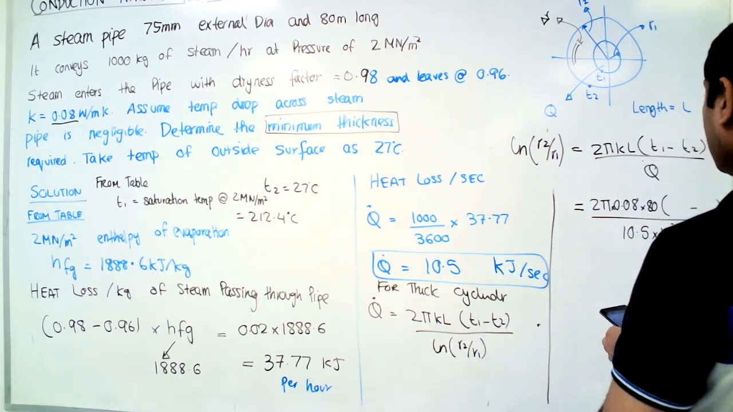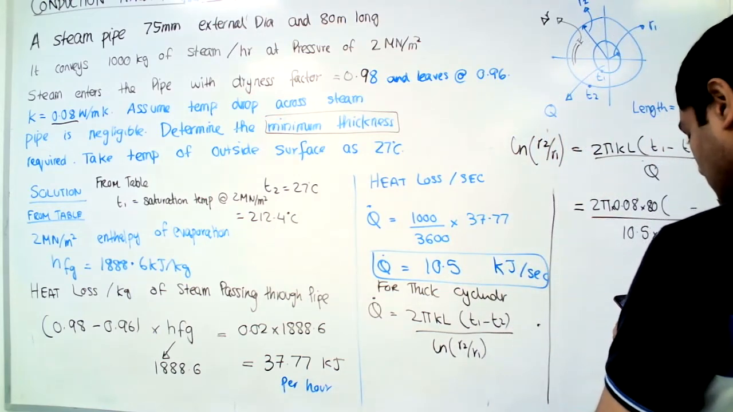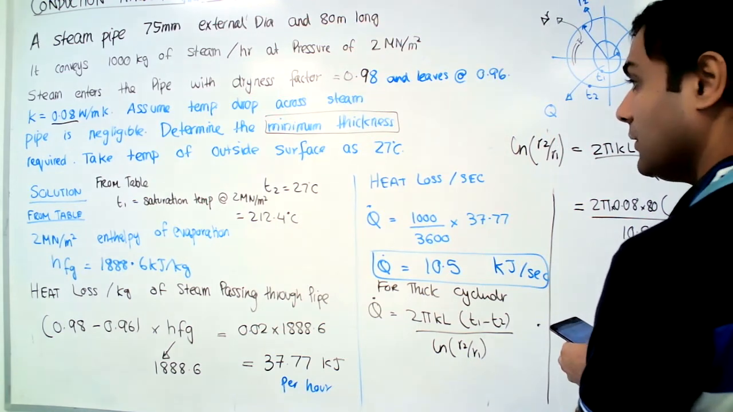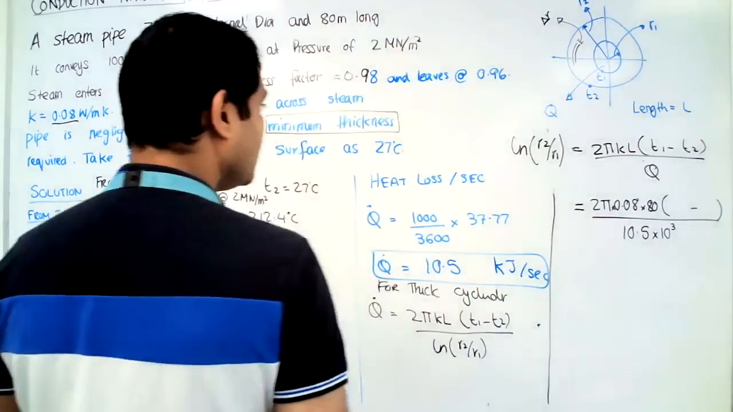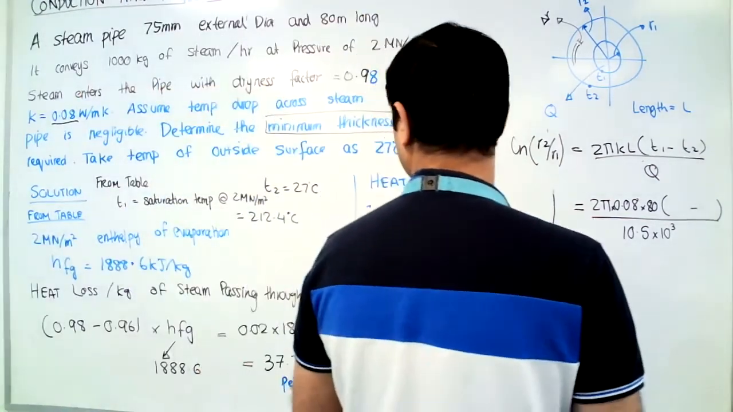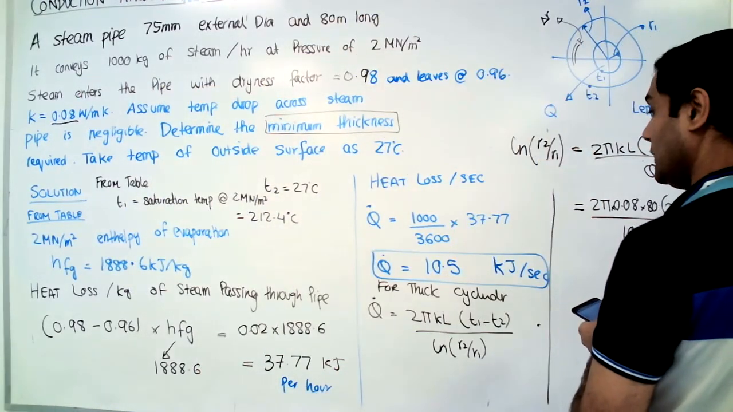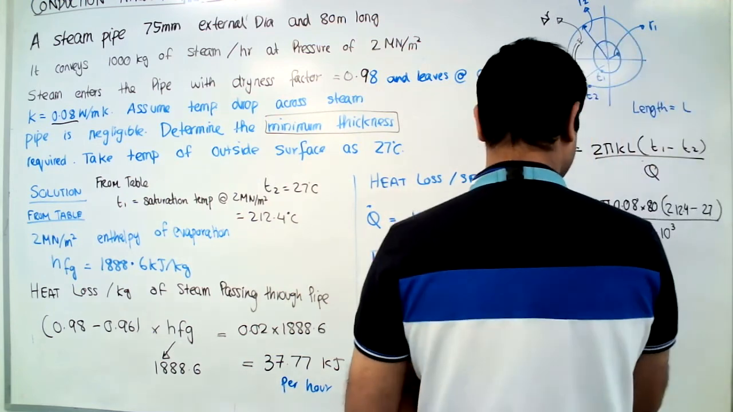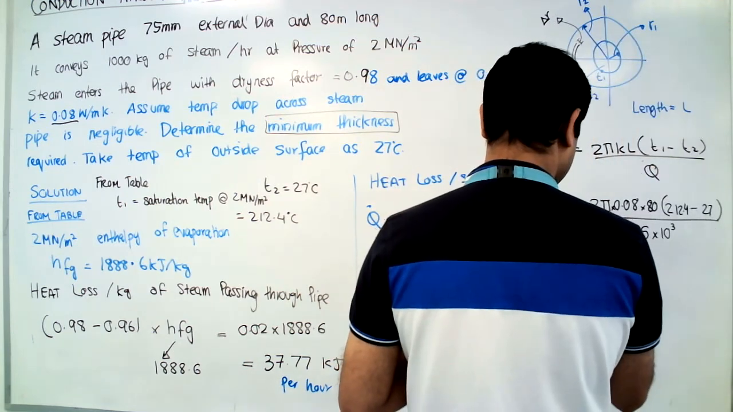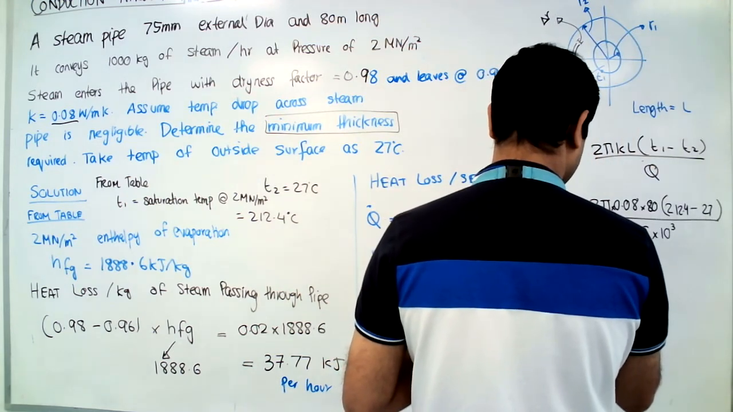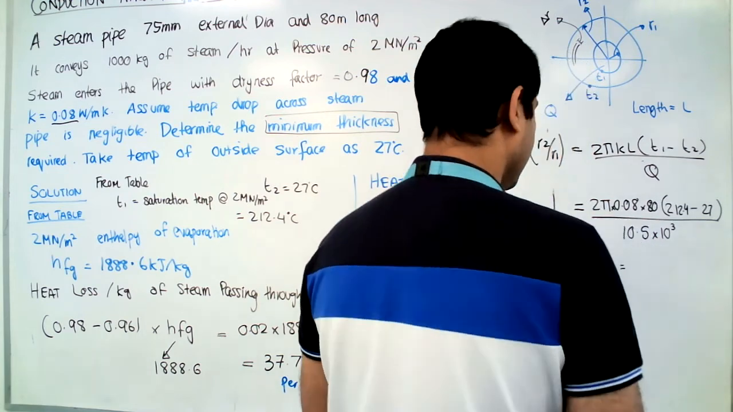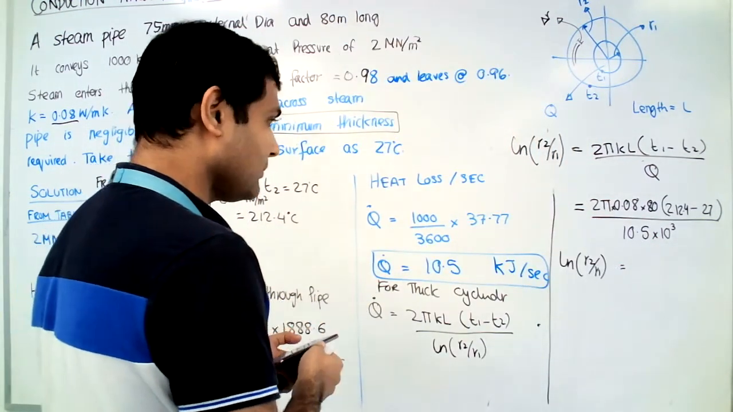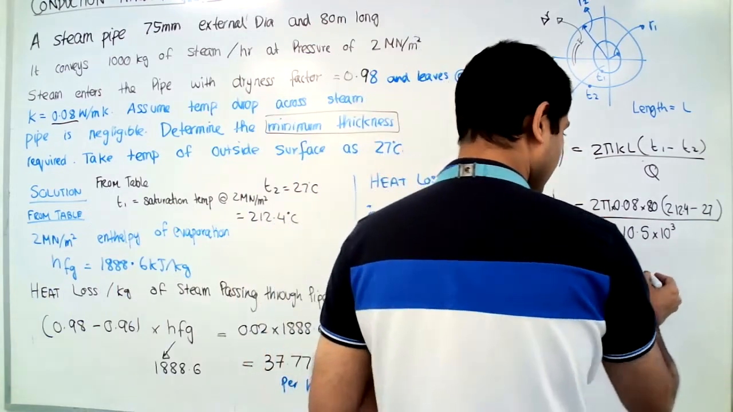Did I put T1 minus T2? Oh, it should be the other way. No, that should be T1. Oh yeah, that's right. It's T1. Sorry, you're right. 202.4 minus 27. So if you put that in, you will have ln R2 over R1. You will have a value. I got 0.71.